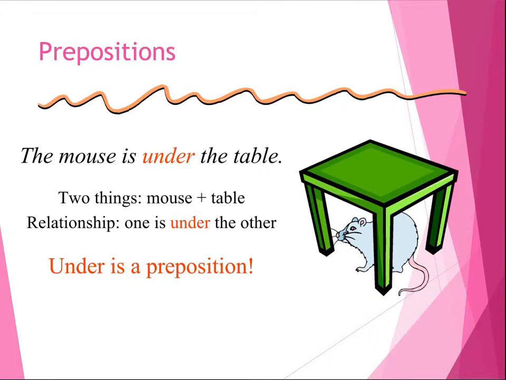What about this sentence? The mouse is under the table. Again, you have the sentence talking about the mouse and the table, and they're related because one is under the other. Under is a preposition. Think about the box trick or the chair. Could you be under the box or under the chair?